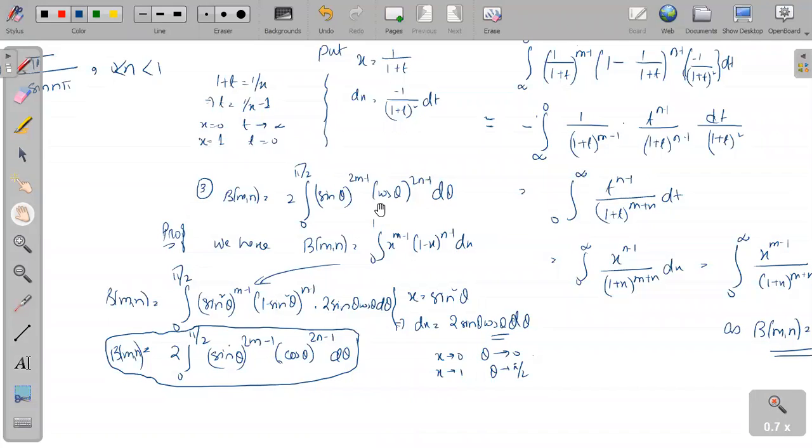Because it was originally 0 to 1, the limits will be pi by 2 to 0, I guess. Then again you have to take minus common, and it will come out the same. But the more suitable substitution is sin theta, so always try to convert in terms of sin theta. But obviously you can convert in terms of cos square theta also. Okay, sir. Thank you, sir.